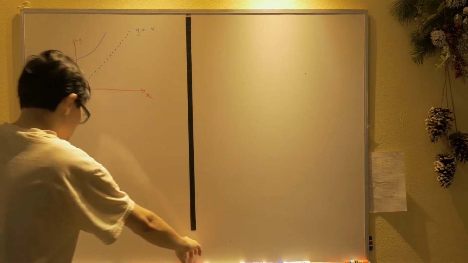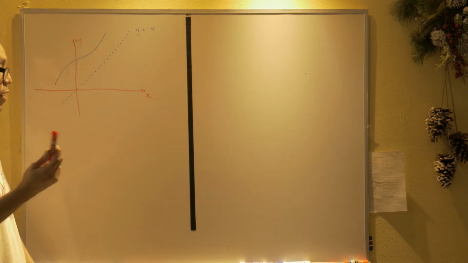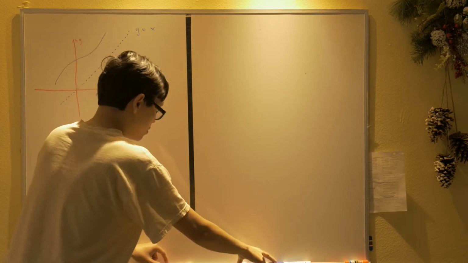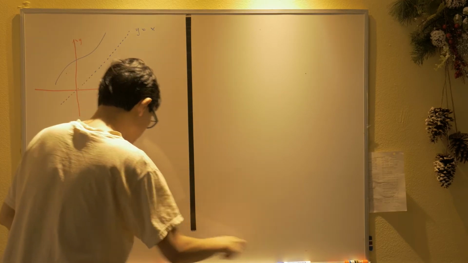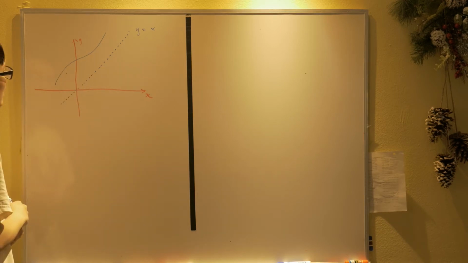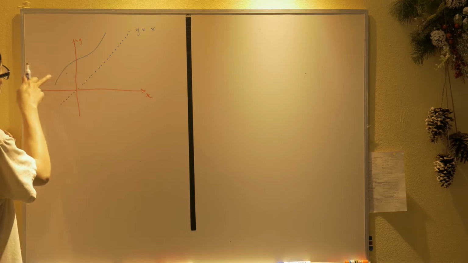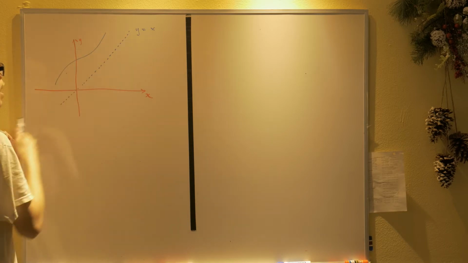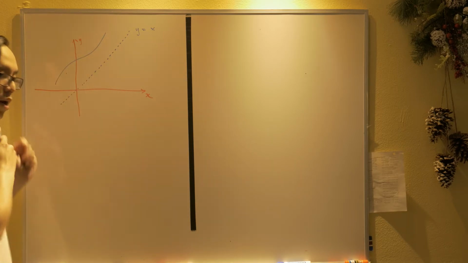Then I draw another curve. I use the red color, or maybe let's use this one, purple color. I draw another curve that is kind of symmetric to the first curve about the line y equal x. That's what I'm going to do.